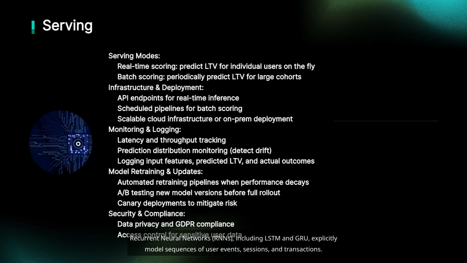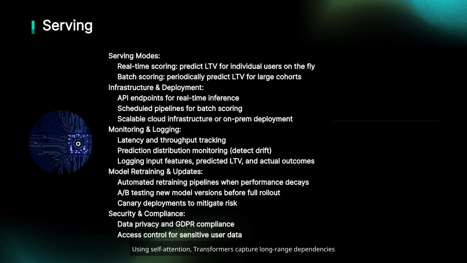Recurrent neural networks, RNNs, including LSTM and GRU, explicitly model sequences of user events, sessions, and transactions. They maintain a memory of past behavior to predict future value contributions. LSTMs excel at long-term dependencies, while GRUs are lighter and faster, but slightly less expressive. Attention mechanisms can be incorporated to allow the model to focus on particularly important events, such as large transactions or highly engaging sessions. Transformer-based architectures take this a step further.